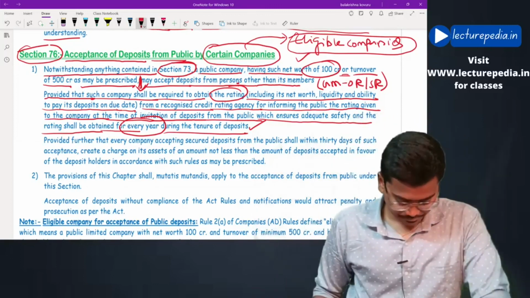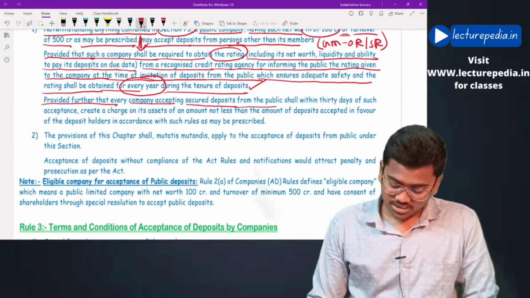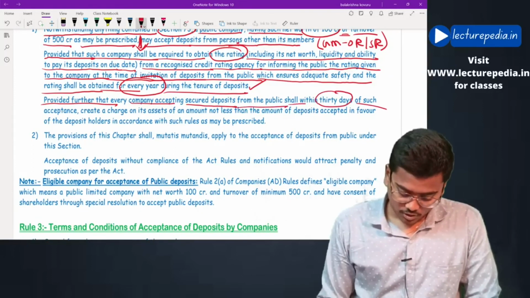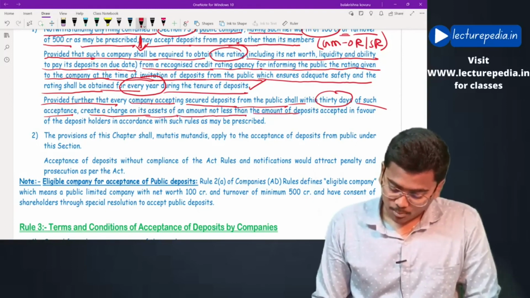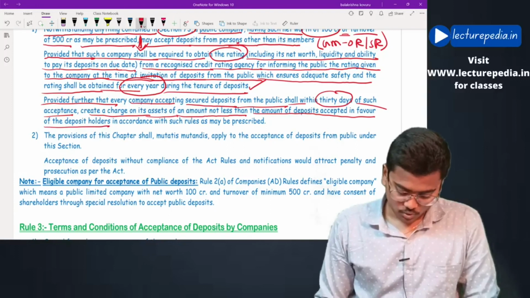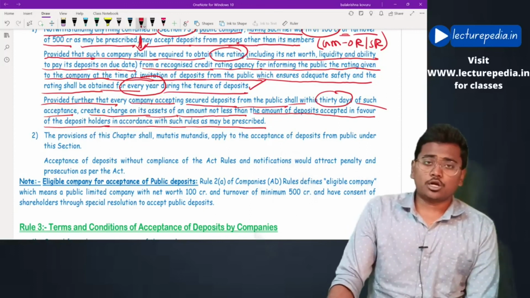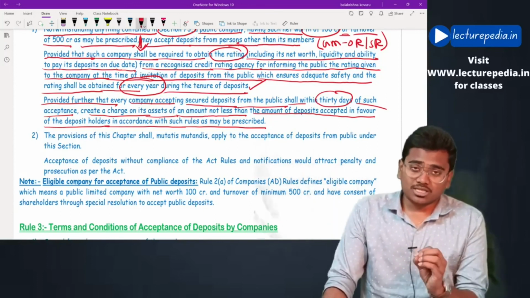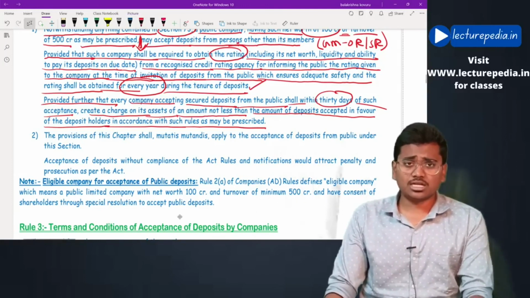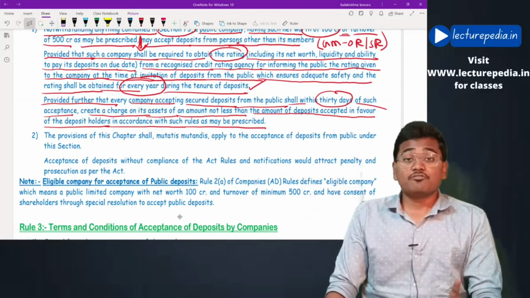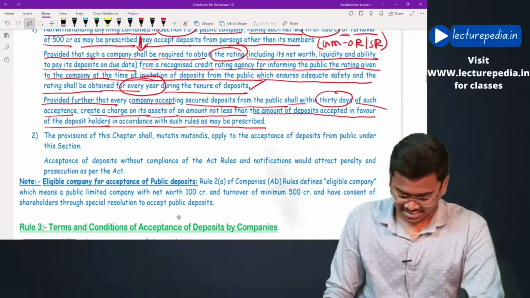Hope this is clear. Next, provided further that every company accepting secured deposits from the public shall within 30 days of such acceptance create a charge on its assets of an amount not less than the amount of deposit accepted in favor of deposit holders in accordance with such rules as may be prescribed. Okay, in order to raise deposits from the public, those deposits must be secured deposits, and a charge on the assets of the company must be created within 30 days from the date of raising deposits from the public. Okay, next.